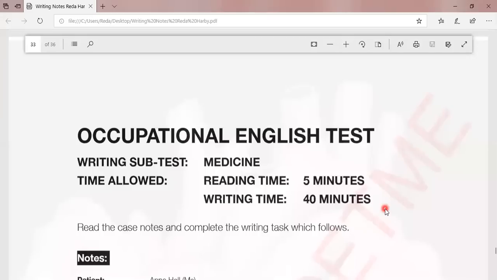Then you will have 5 minutes with no pen. What to write with? 2B or HB. 2B is for writing, listening, B and C. HB or 2B for writing, according to what you have been practicing with. You will have reading time of 5 minutes and writing time of 40 minutes, so the total will be 45 minutes. The first 5 minutes you will never hold the pen. Don't hold your pen, just concentrate on reading.